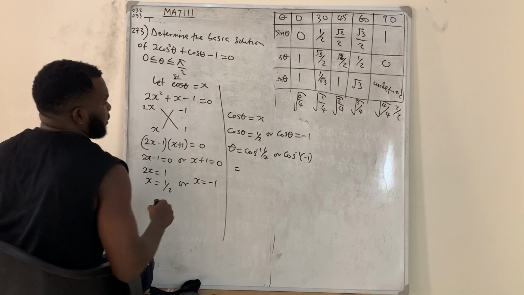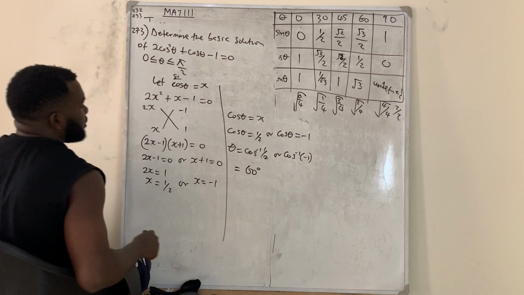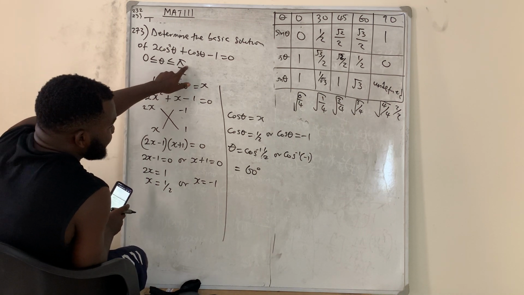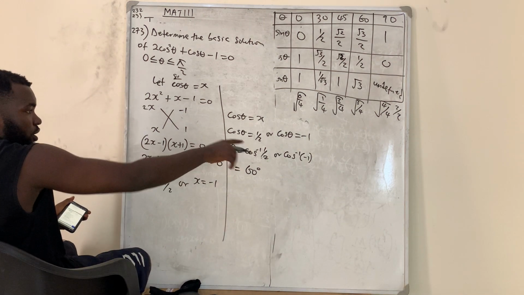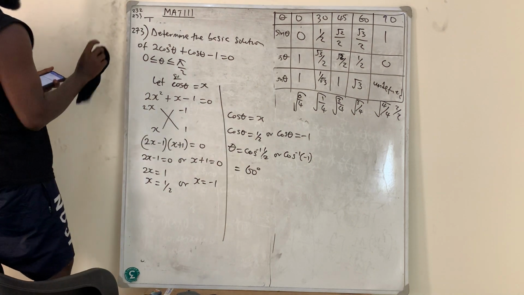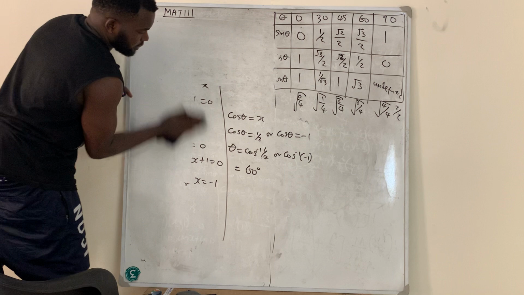So therefore, cos inverse of 1 over 2 is 60 degrees. Okay, and that is the only answer there because they say it is from 0 to 90. Pi over 2 is 90. So the only answer here is this 60, because that other one will give you something in the second and third quadrant. So 60 is the only solution here. Okay, that's the basic solution there.